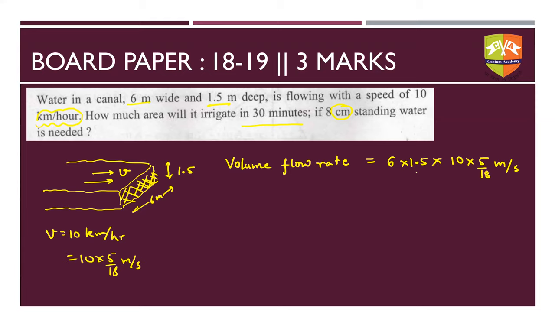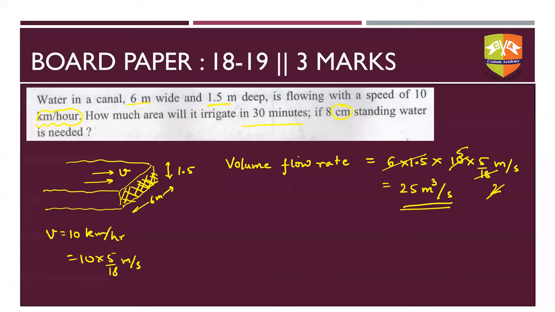So now 6 into 1.5 is 9. So volume flow rate is 25 meter cube per second. So in 1 second, 25. What is TDS, Akshita? Unmute and say. So this is in 1 second, this much volume of water is coming.